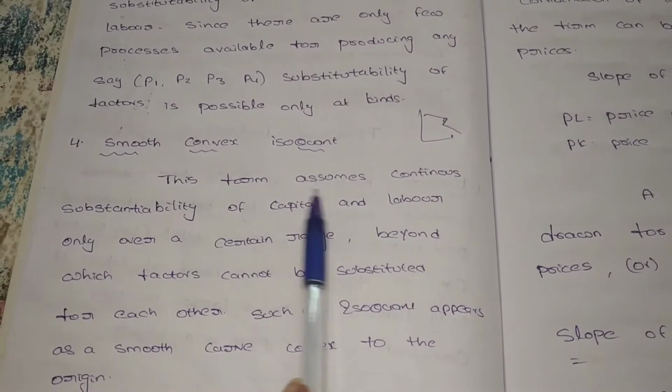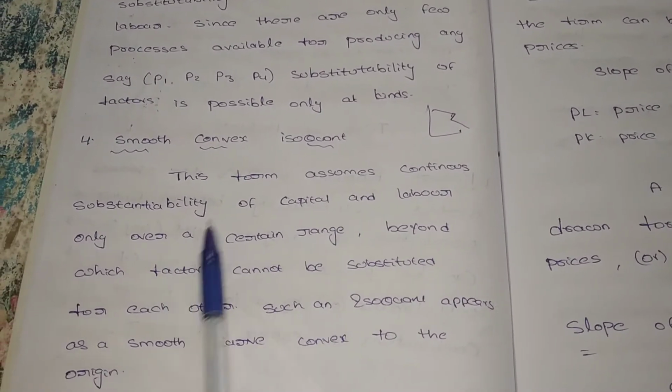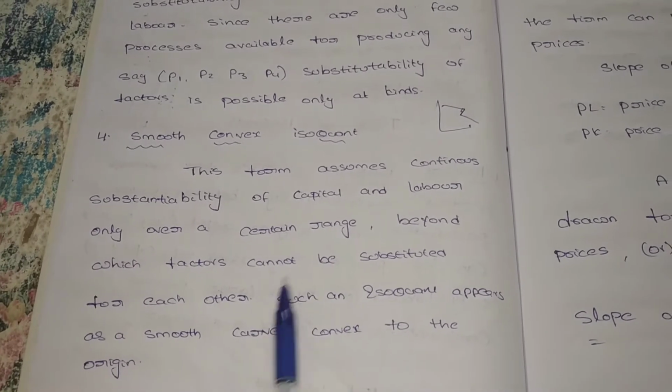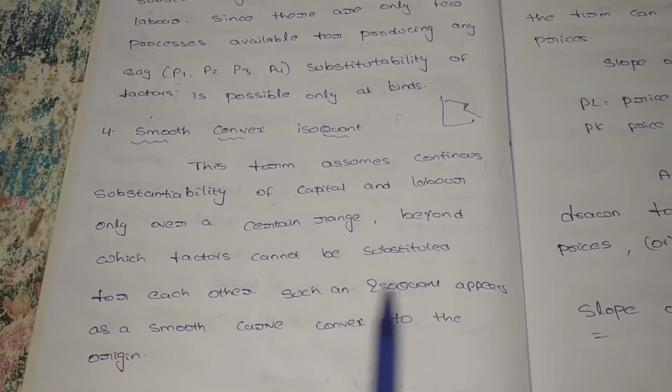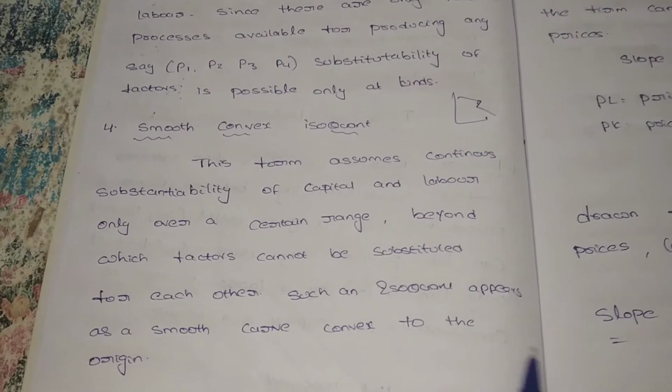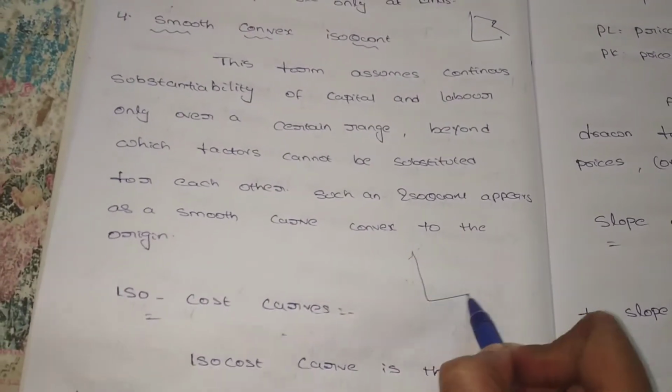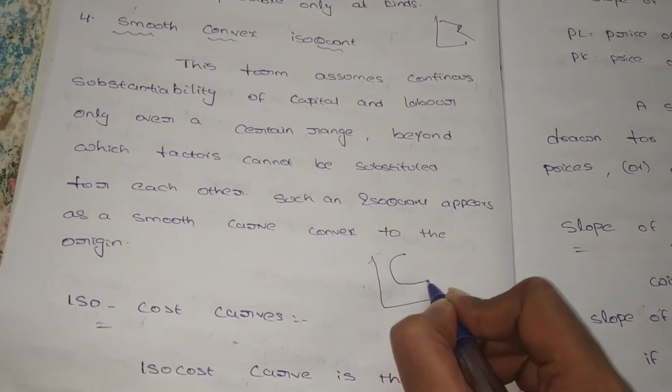Next, smooth convex isoquant. This form assumes continuous substitutability of capital and labor only over a certain range, beyond which factors cannot be substituted for each other. Such an isoquant appears as a smooth convex curve. It is just the normal curve. It is smooth and convex to the origin. This curve will be like that.